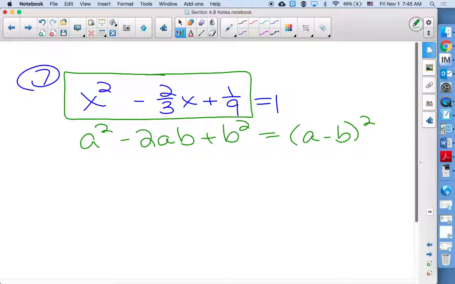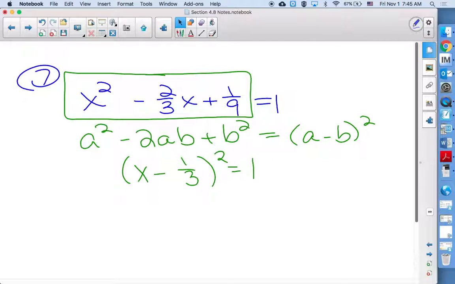So how would that factor? How would the 1/9 factor, Chris? X minus 1/3. And how did you get 1/3? Well, you square root 1, it turns out to be 1. And then if you square root 9, it turns out to be 3. Yeah, the minus sign is because the minus sign is in the middle.